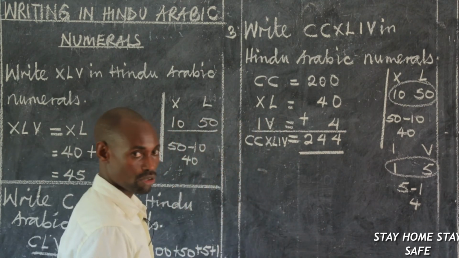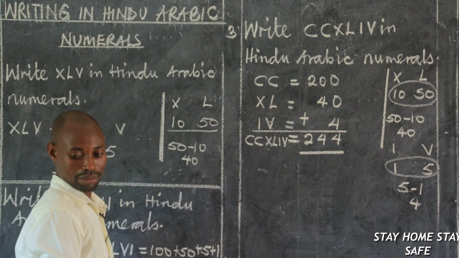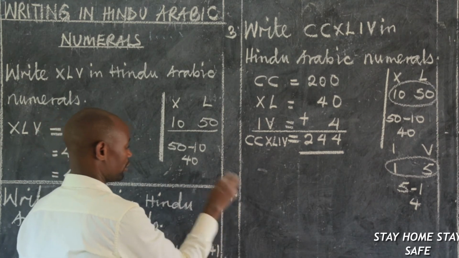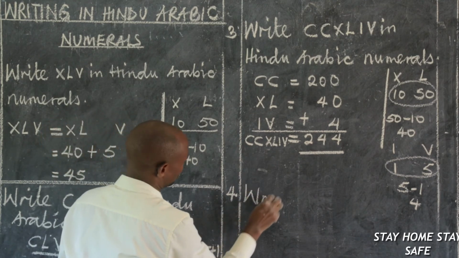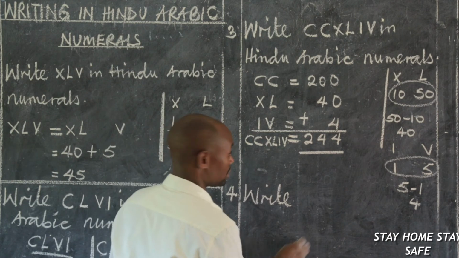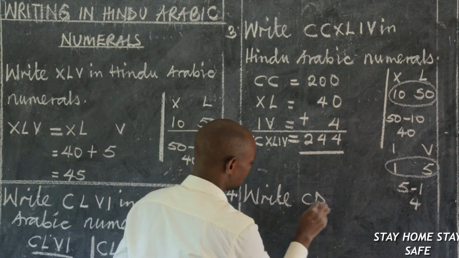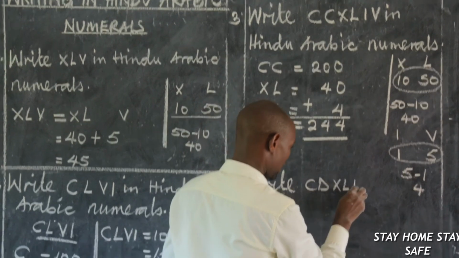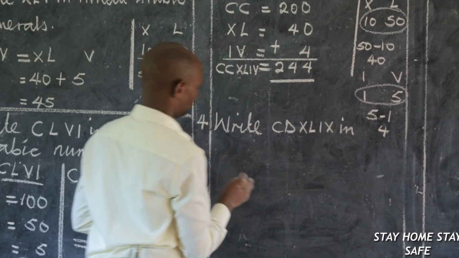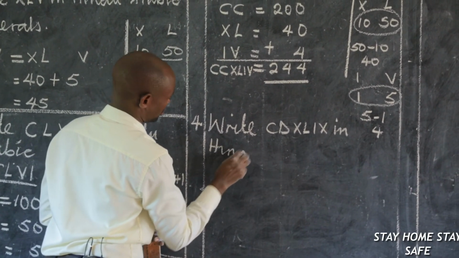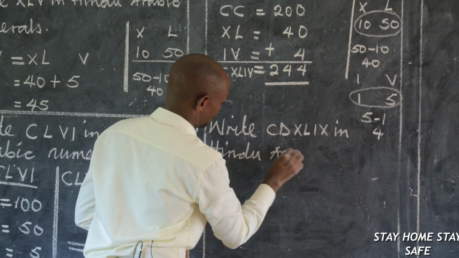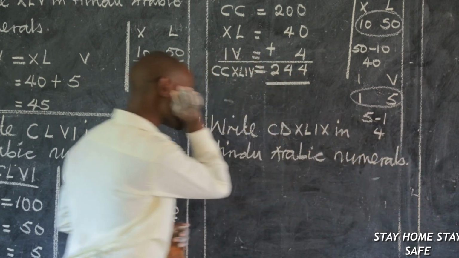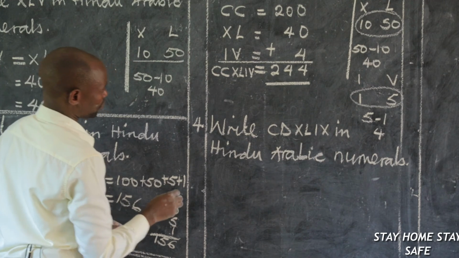Okay? Let's have one last example. One last example, then you will get many more examples from your textbooks. Number 4, right, CD, XL, IX in Hindu-Arabic numerals. In Hindu-Arabic numerals. Okay?